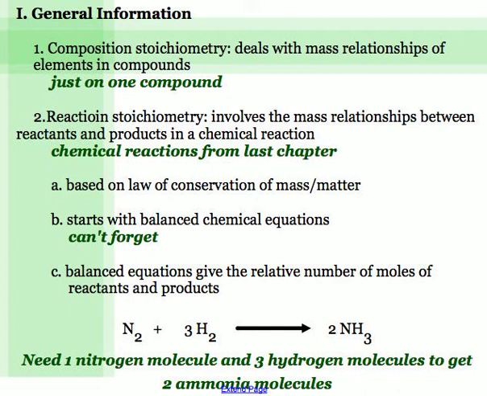So stoichiometry is basically just the math of chemical reactions, and it deals with this: if I start with a certain amount of one chemical, how much of another chemical am I going to make, or am I going to need, stuff like that. We actually have already done composition stoich. We called it moles. When we did that whole moles chapter, we were already doing composition stoich. And now we're going to move on into reaction stoichiometry.